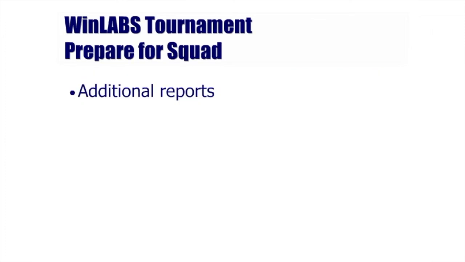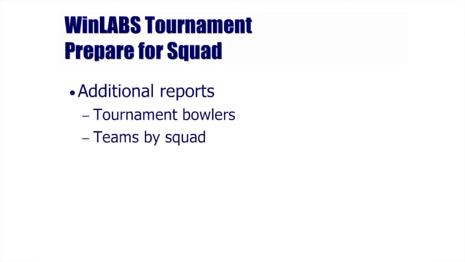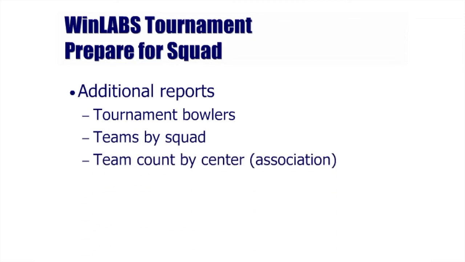Additional reports that can be utilized during this phase of the tournament include the tournament bowlers, which is an alphabetical listing of all the bowlers scheduled to participate in your tournament. It is lengthy and optional. The Teams by Squad report is mainly for state tournaments that wish to publish a list of teams on each squad. The team count by center or association lists the numbers of teams tied to a center or association. This concludes the Prepare for Squad phase of your tournament.